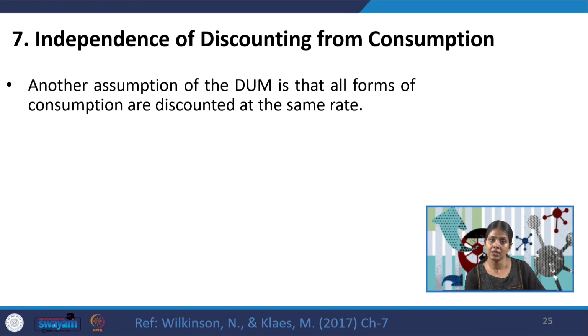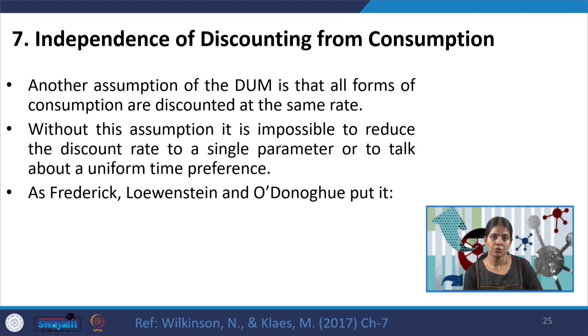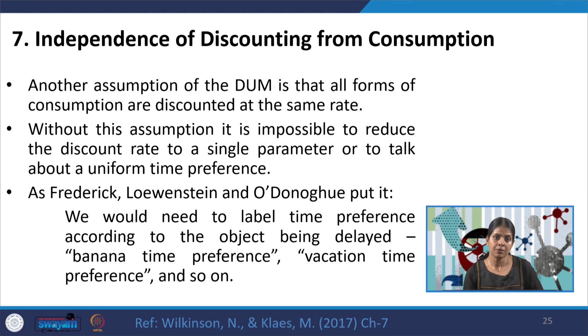So, next we talk about the seventh feature, independence of discounting from consumption. Another assumption of the DOM is that all forms of consumption are discounted at the same rate. Without this assumption, it is impossible to reduce the discount rate to a single parameter or to talk about a uniform time preference. As Frederick, Loewenstein and O'Donoghue put it, we would need to label time preference according to the object being delayed, like banana time preference, vacation time preference and so on. So, what they say is that for each and every good or service that we consume, we might have a very different time preference in terms of delaying things or preponing things.